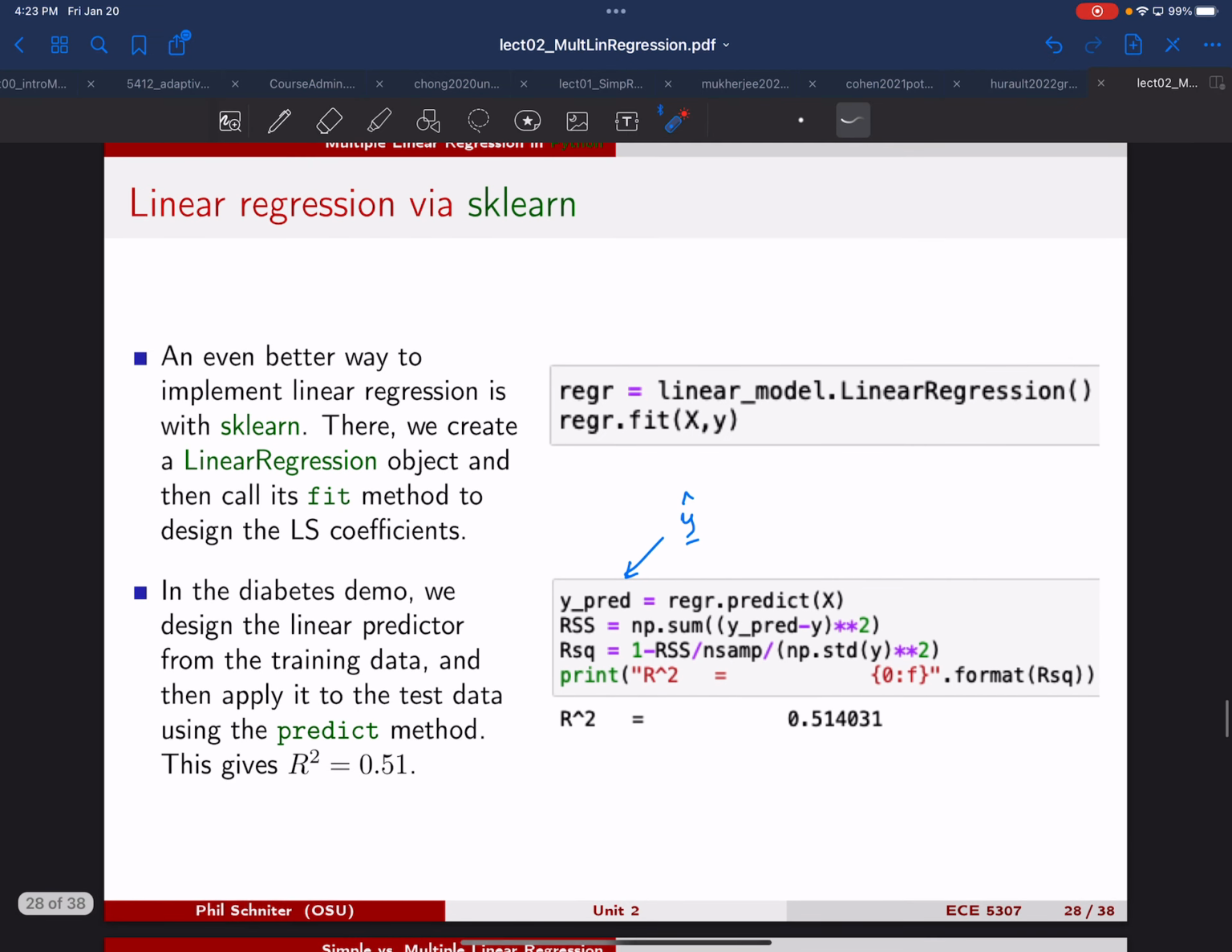Okay, so any questions so far on how we've implemented linear regression? Yeah, what's the difference between the first instruction regression.fit and the RSS that we're calculating? So in this step, it computes the beta least squares vector. So internally, it computes it and stores it.